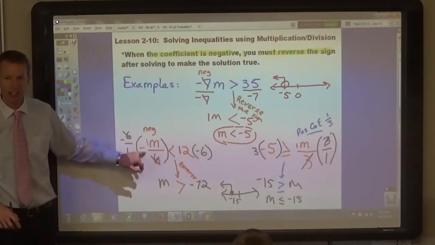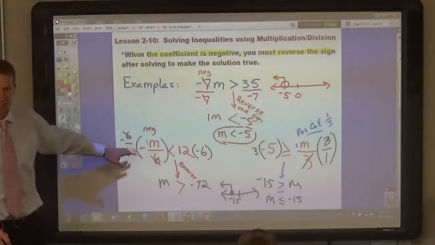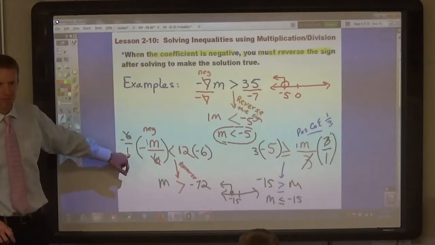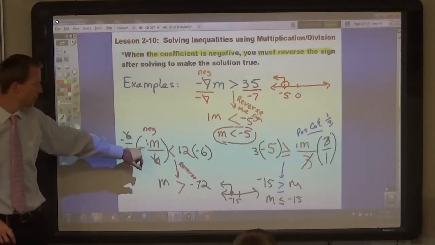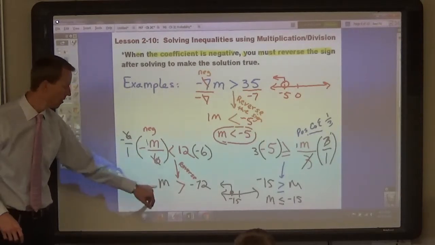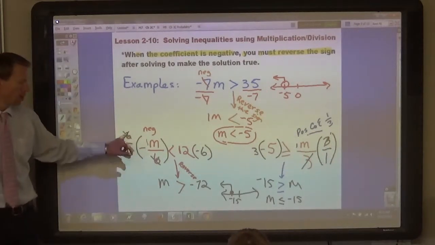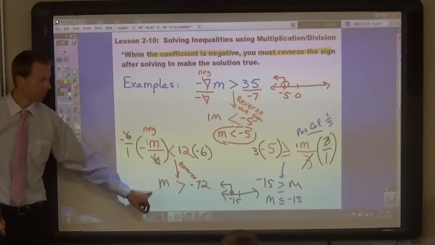Look up here, you guys. You're missing this. You got to concentrate for 3 or 4 more minutes. Negative 6 over 1 times negative 1 over 6 equals 1m. So this is the number we have to multiply by on this side, because we need 1m.